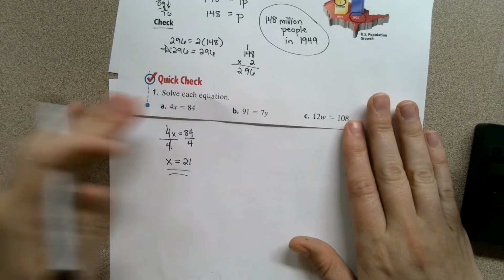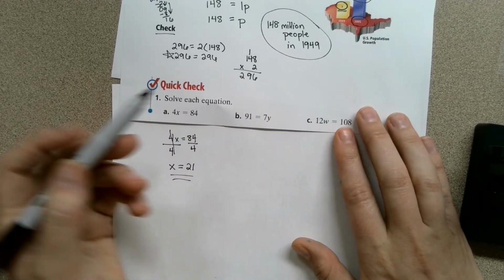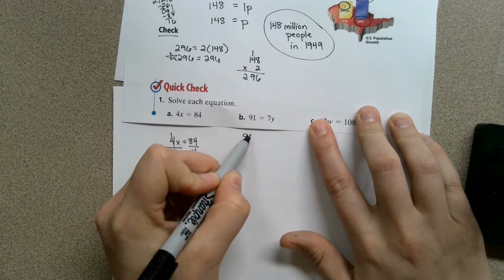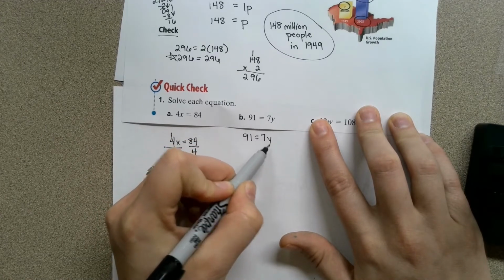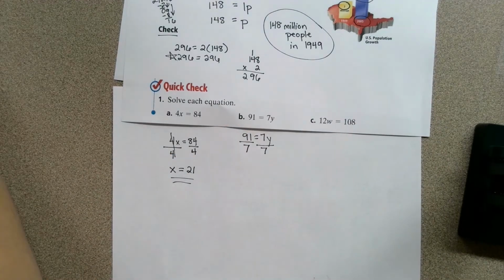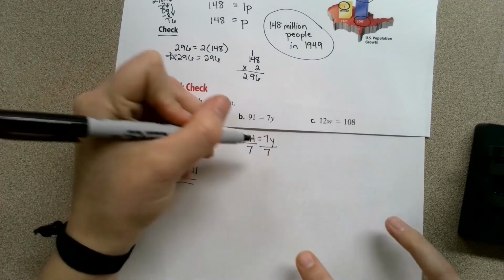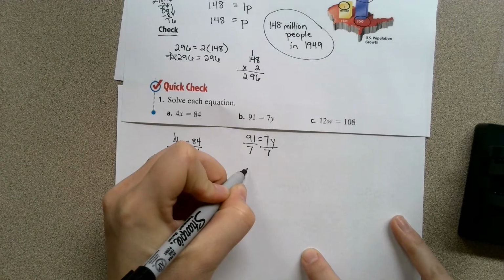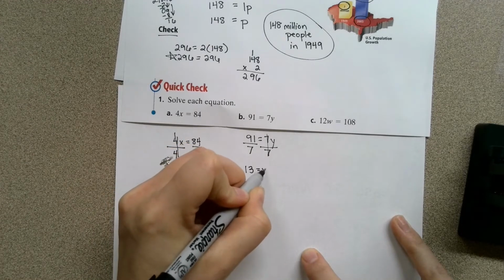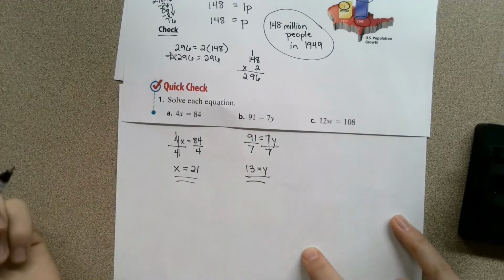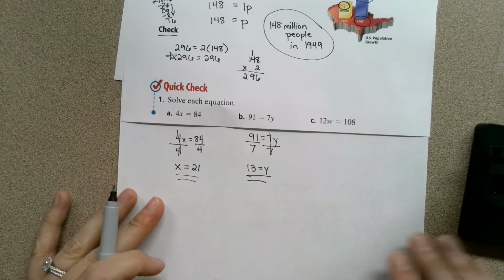If we look at the next example, we would do the exact same thing. It's being multiplied by 7, so we're going to say that we're going to divide by 7 on both sides. And when we divide by 7, that'll give us a 1 as our coefficient. So then we have 13 is equal to y for our answer. Again, we can plug that 13 back in to make sure that it works, doing 13 times 7.